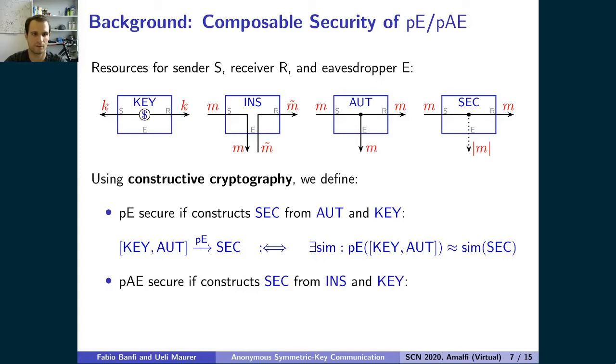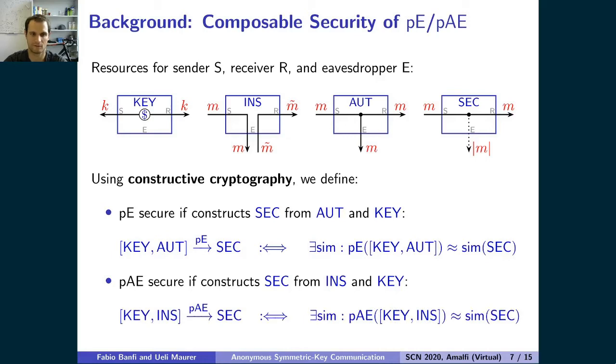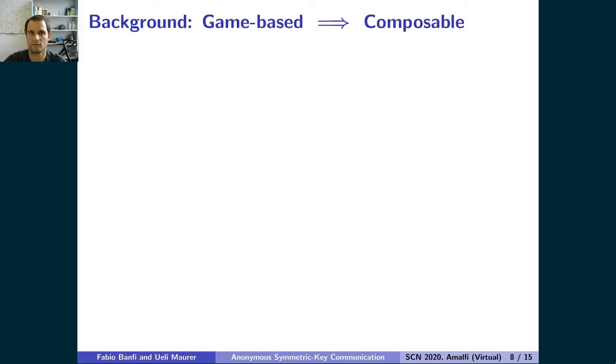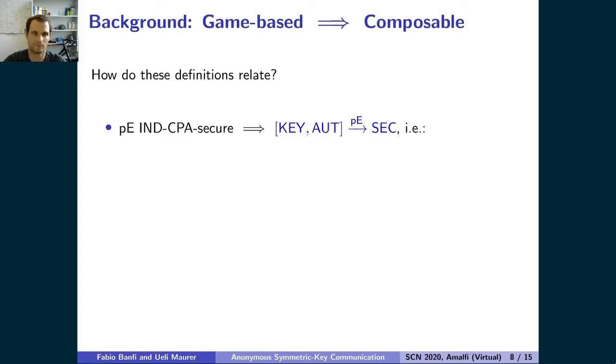On the other hand, for PAE, we similarly have a composable definition where we define security in terms of construction of a secure channel, now from the insecure instead of authentic channel, and the key resource. And again, formally, we can define this as follows. Now we can easily see that game-based notions actually imply the composable ones. Namely, if a PE scheme is INDS secure, then it will imply the construction of the secure channel from the authentic channel and the key resource. Formally, we can write this as this.